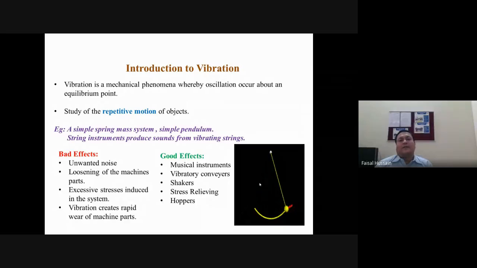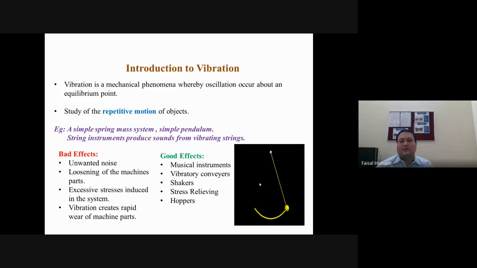Now, basically, vibration is a phenomenon that you can observe everywhere in society. It is a mechanical phenomenon, and in simple terms, we can say that whenever oscillation takes place about an equilibrium point, the vibration phenomenon occurs. It is the study of repeated motion of objects.